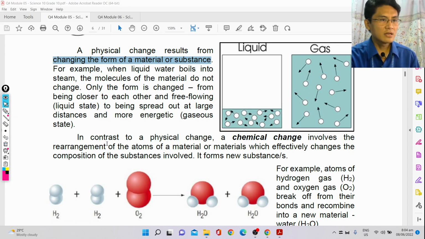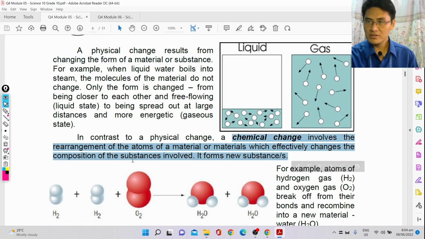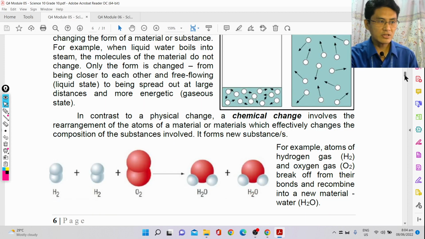Now, in contrast, a chemical change involves the rearrangement of atoms of a material, which effectively changes the compositions of the substances involved. So that means, for example, here you have an illustration of hydrogen gas, right? Two molecules of hydrogen gas. It reacts with oxygen. And then now, if you can imagine these atoms rearranged, and now instead of hydrogen bonding to hydrogen and oxygen bonding to oxygen, we now have one oxygen atom bonding with two hydrogen atoms forming water.